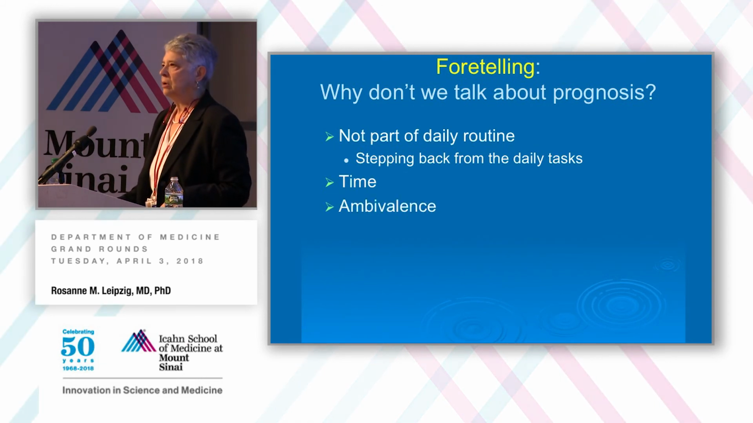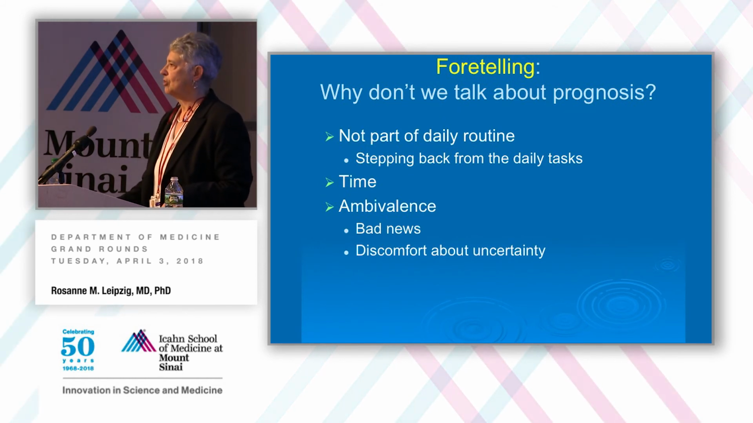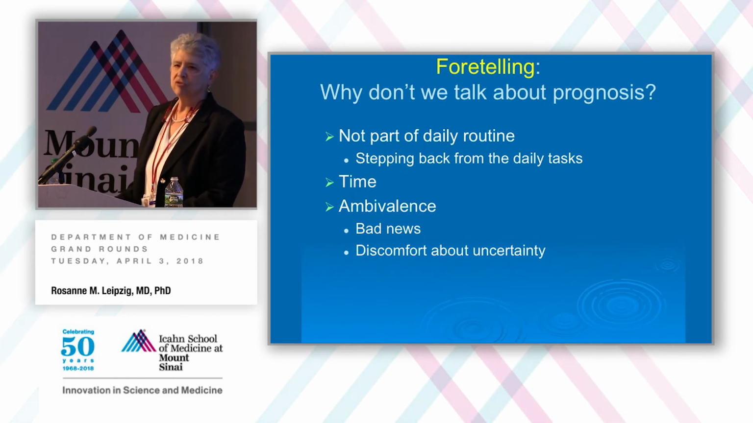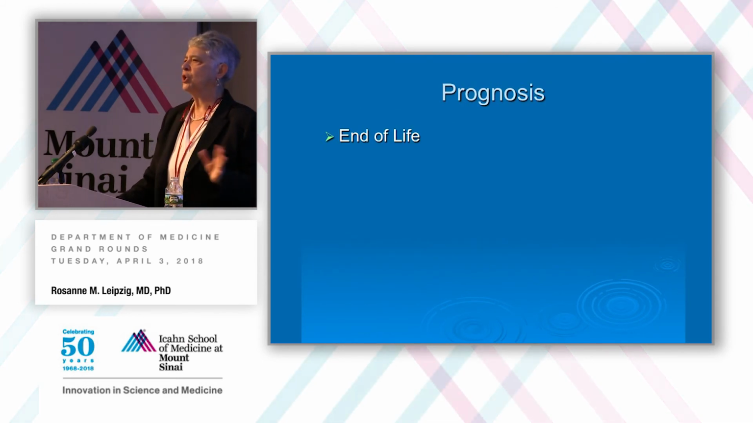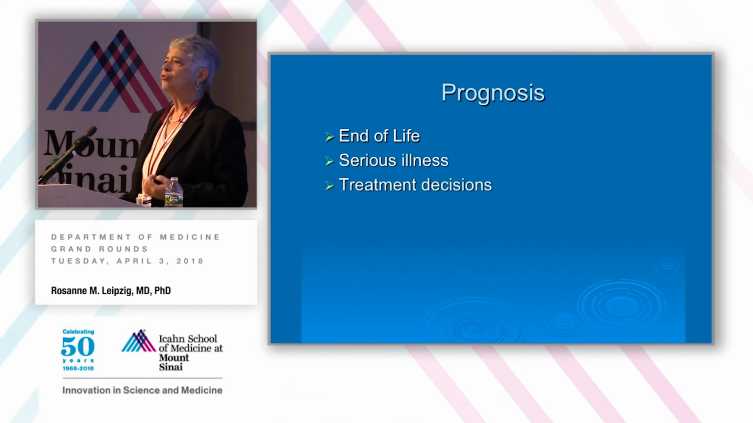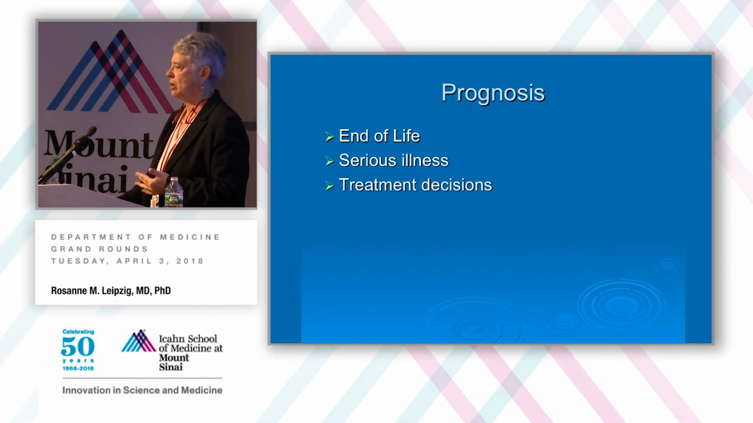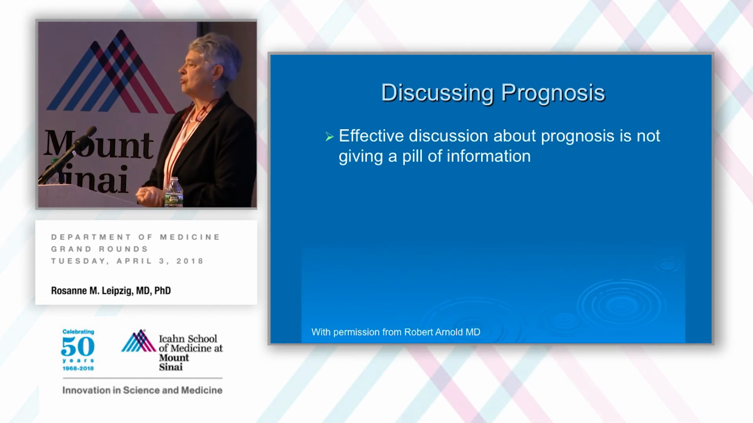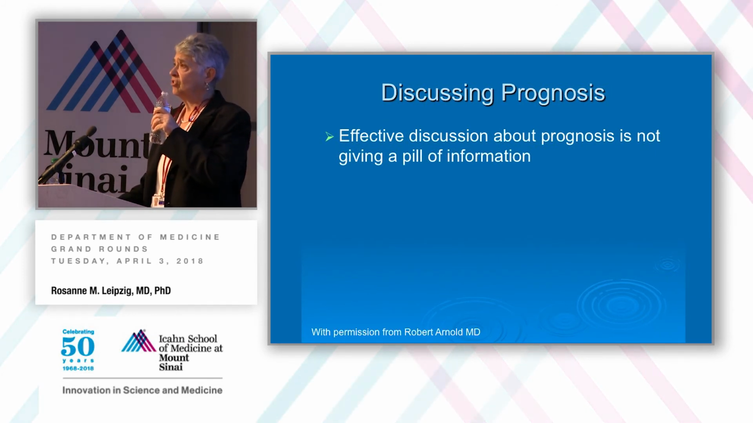We're ambivalent about this. We don't like being wrong, and this is not hard science, okay? We are going to be wrong a fair amount of the time, and we're giving bad news, which never feels good. So when we talk about prognosis, we can talk about end of life. I just want to remind you, the prognosis of a serious illness and prognosis for treatment decisions. All of those really are pieces of prognosis we need to take into account. So I love this line. This is Bob Arnold's. An effective discussion about prognosis is not giving a pill of information. And I think this is the biggest mistake I see people give.